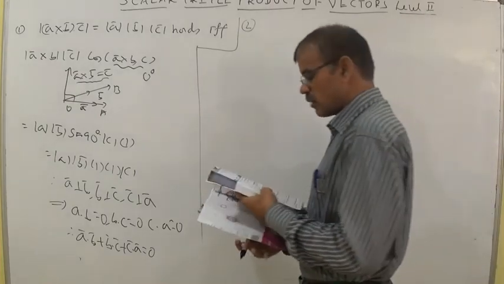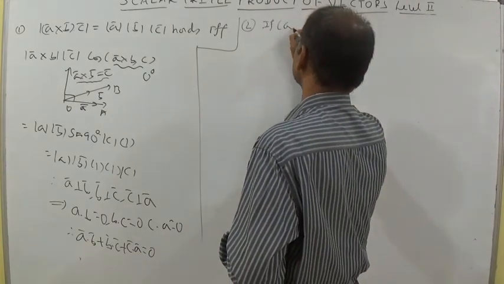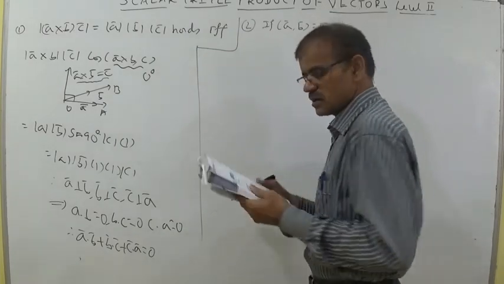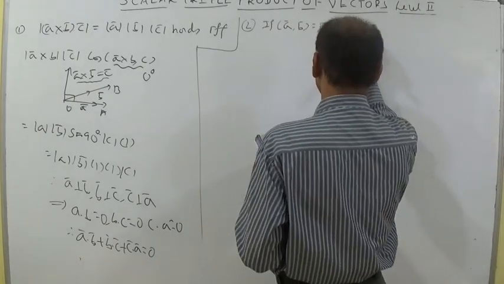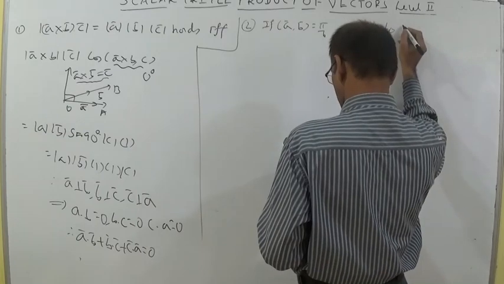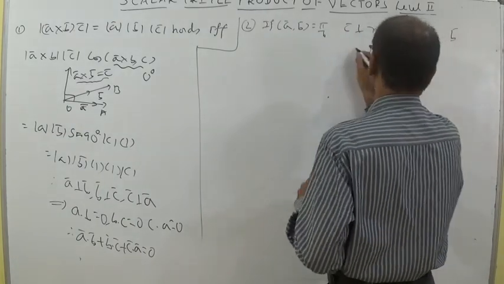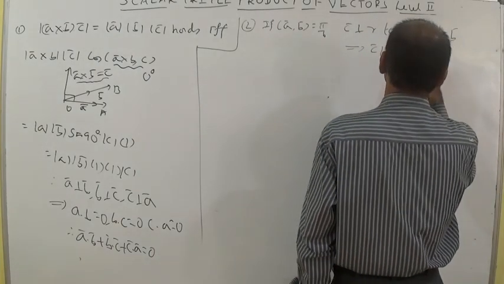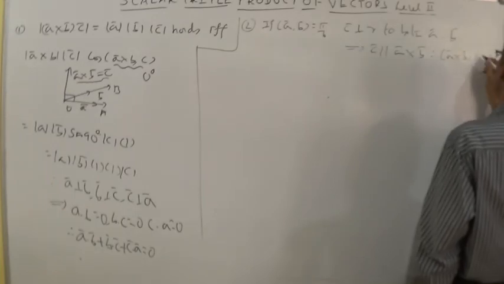Whenever a bracket is there and a comma between the vectors, it indicates the angle between the vectors. The angle between A bar and B bar is pi by 6, and C bar is perpendicular to both A bar and B bar. That implies C bar is parallel to A cross B. Therefore the angle between A bar cross B bar and C is 0 degrees.